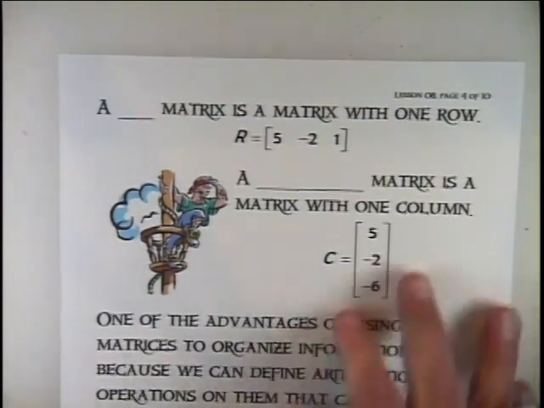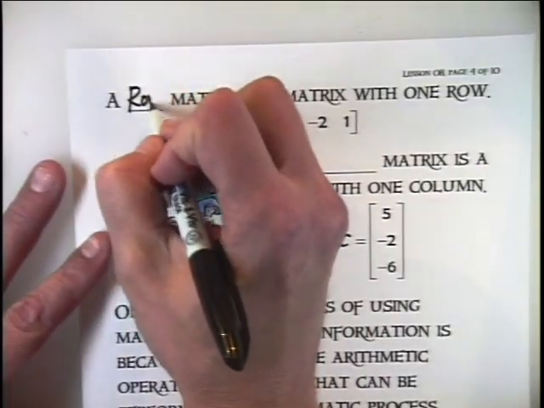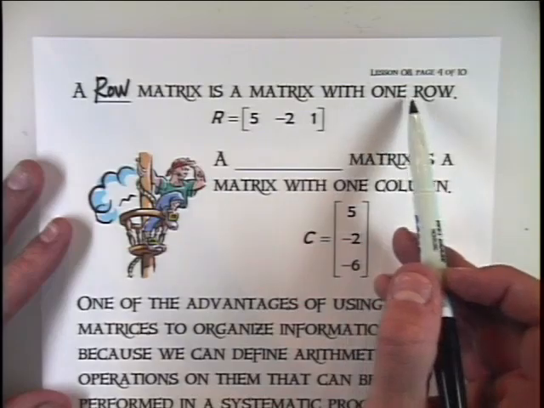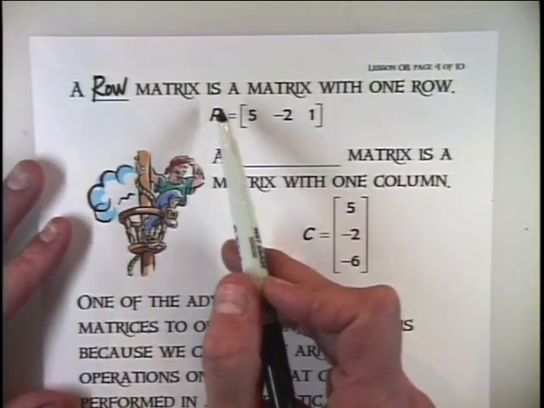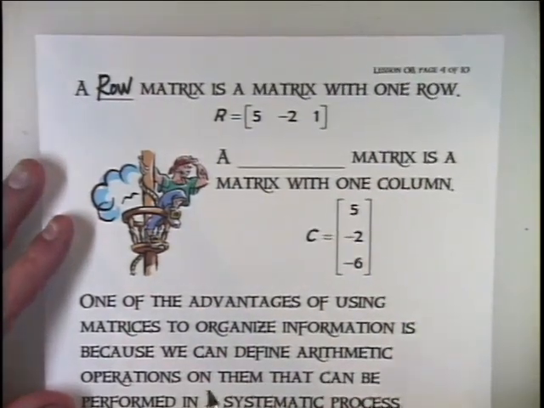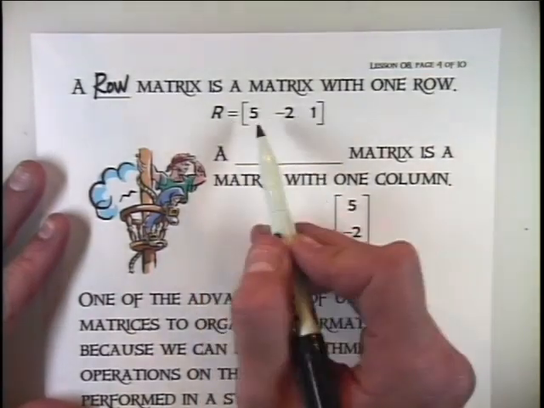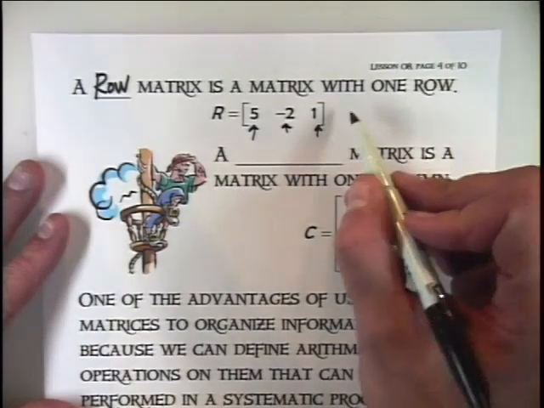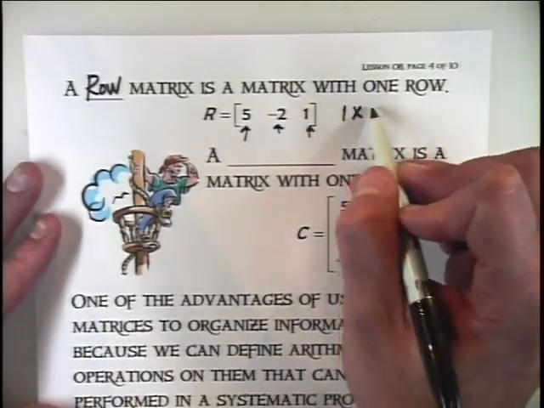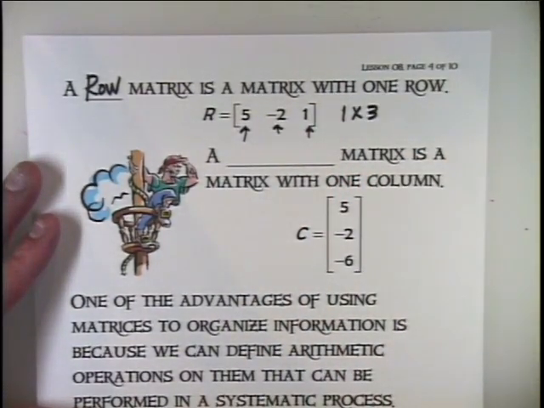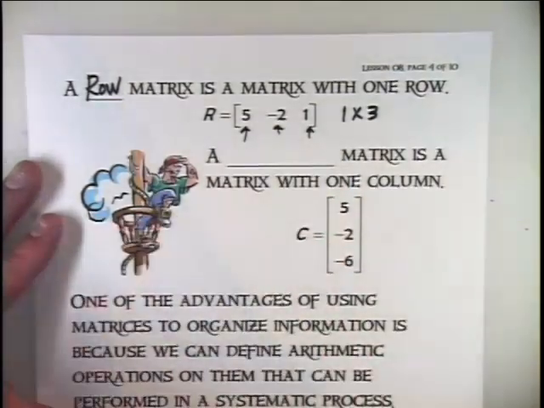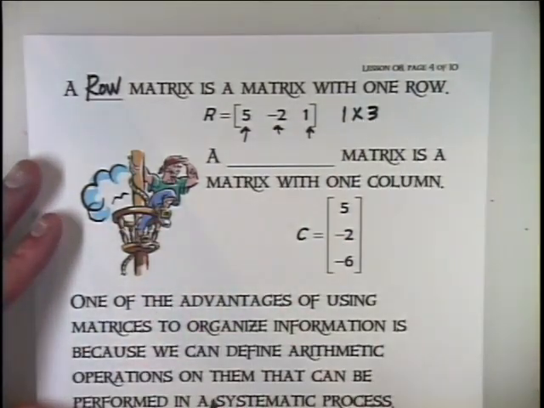Now we have a couple of special types of matrices. The first type is called a row matrix. A row matrix is basically a matrix with only 1 row. So here we're calling it R. Captain Xbeard liked that. It has only 1 row, and notice it has 1, 2, 3 columns. So we would say that this is a 1 by 3 matrix. We could have multiple columns. We could have 4 columns, 10 columns, 100 columns. But if it only has 1 row, we call it a row matrix. So it's going to be a 1 by something.